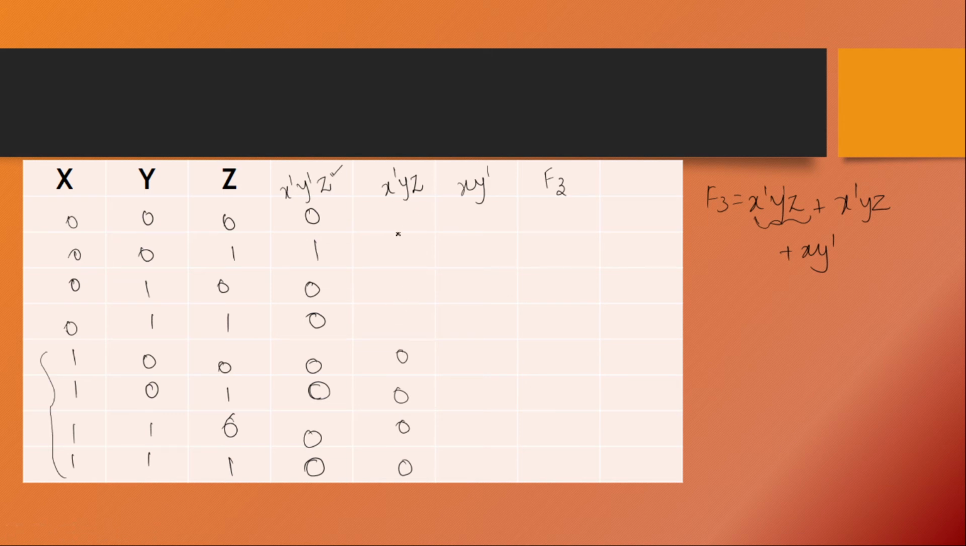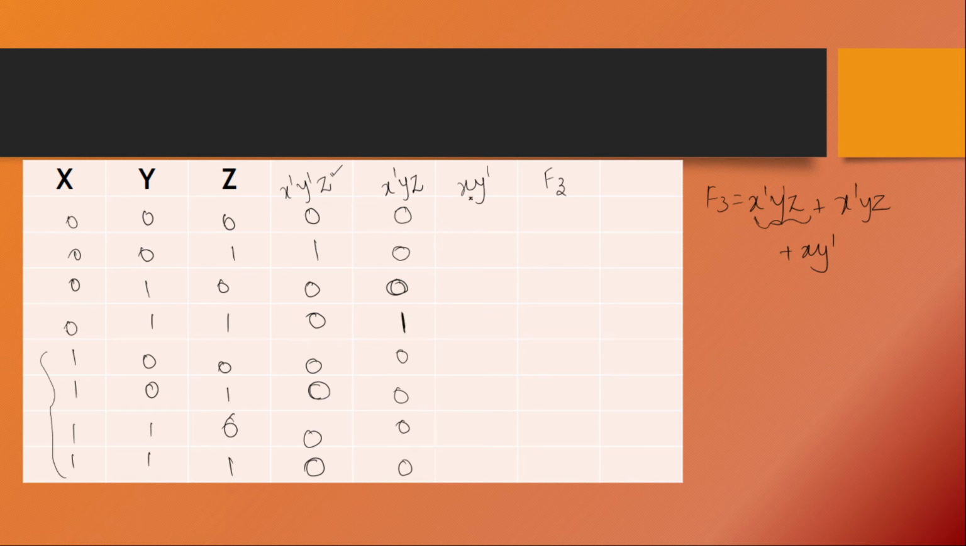So then we have 4 more rows to fill up. In these 4 more rows, when I have 0 for z, definitely the answer is going to be 0. So these 2 I can fill up. And we have only 2 more rows left. In this row, x dash becomes 1, y is 0. So definitely the answer is 0. Here x dash will be 1, y is 1, and z is 1. So the final answer is 1.